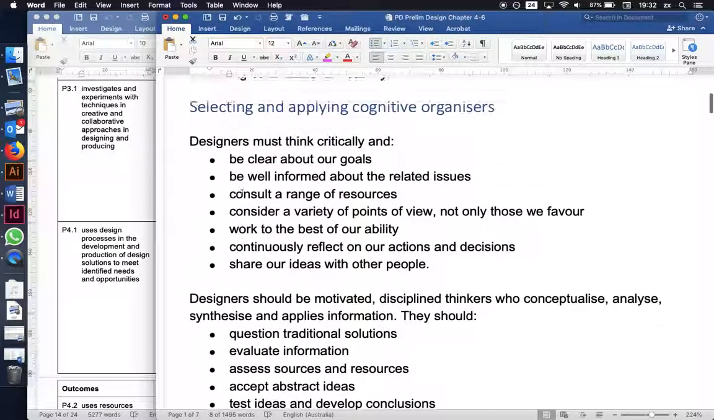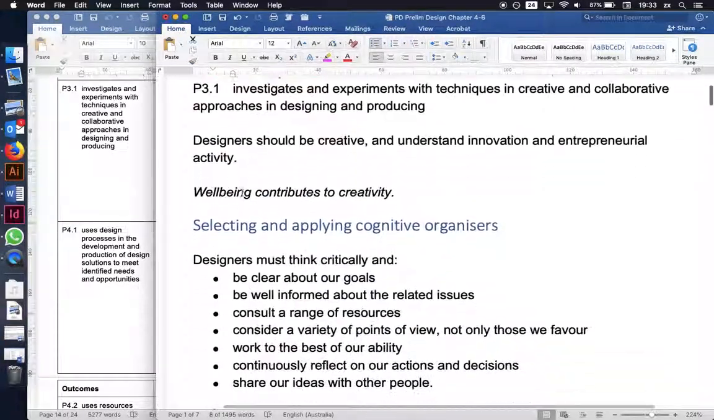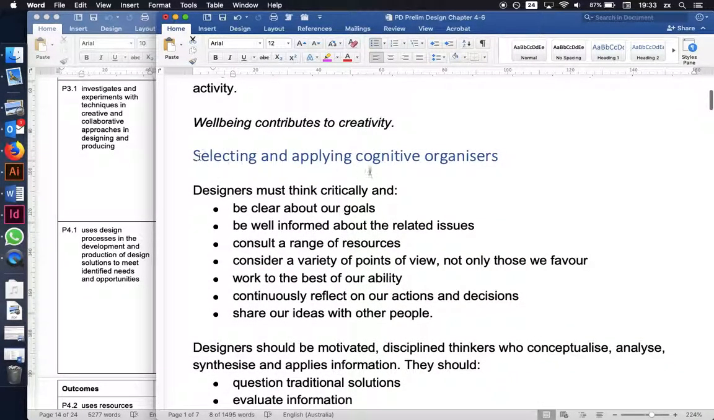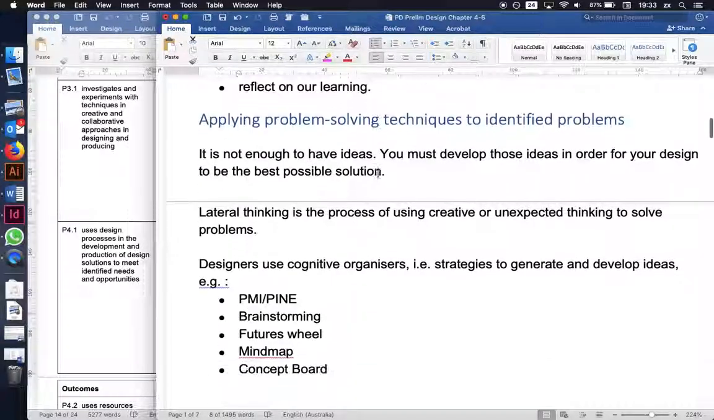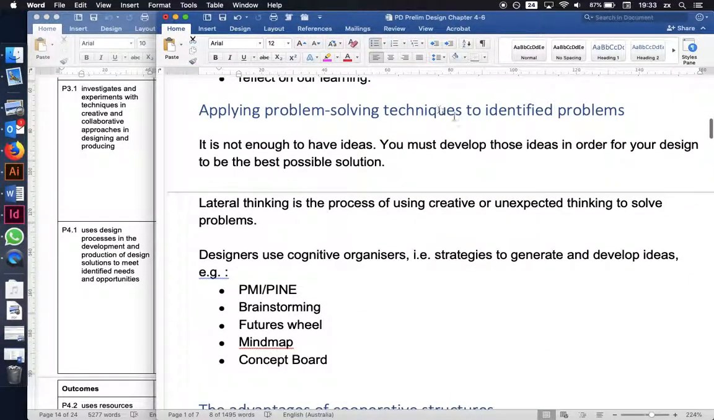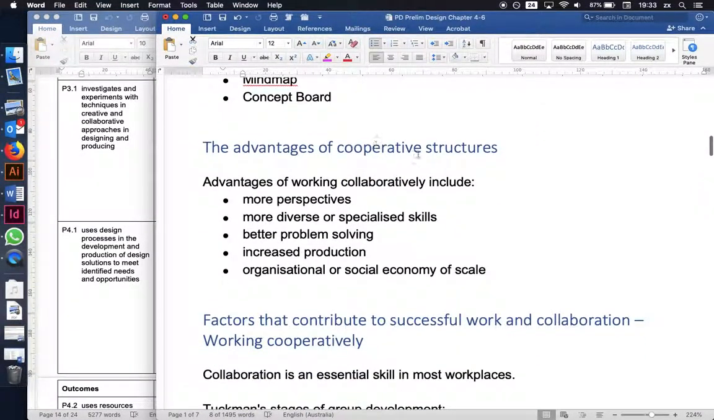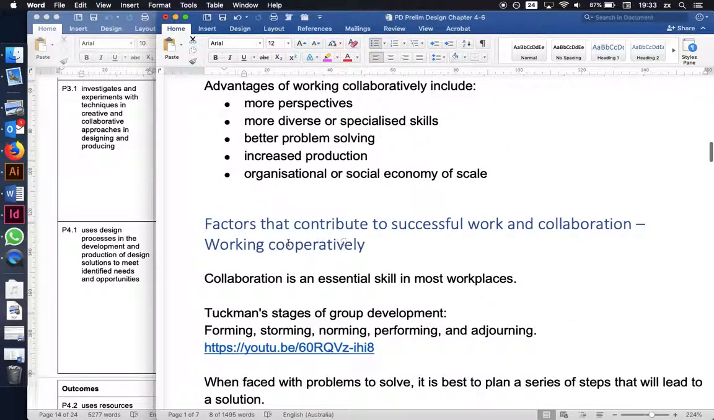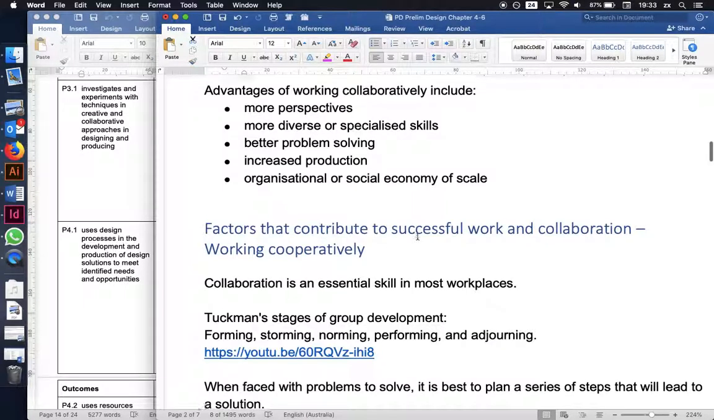Okay, so I've based the headings on the Wesley textbook. Within this chapter, chapter 4 of the textbook, we have selecting and applying cognitive organizers, which ironically doesn't talk about cognitive organizers, applying problem-solving techniques, advantages of cooperative structures, and I've combined these 2 factors that contribute to successful work and collaboration and working cooperatively.